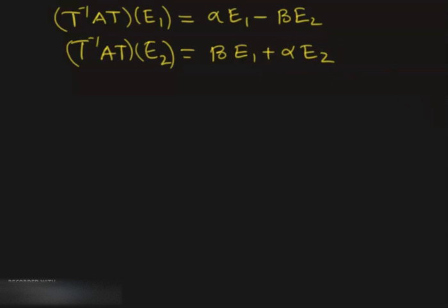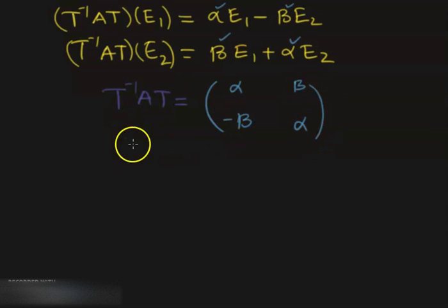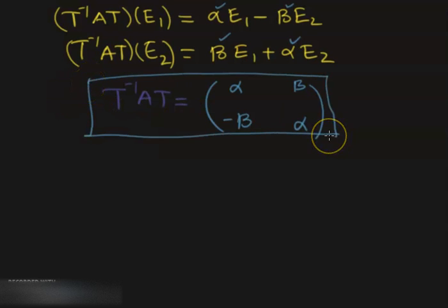And then from linear algebra we know that the matrix of T inverse AT should look like this: alpha and minus beta will form the first column, and then beta and alpha will make the other column. So this is now in the canonical form. In this way you can convert the non-canonical form system into a system where the matrix assumes canonical form.